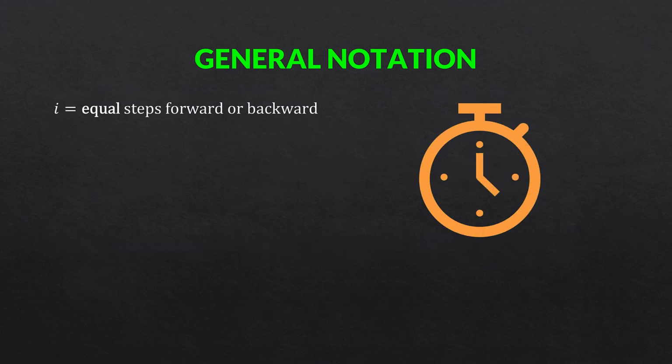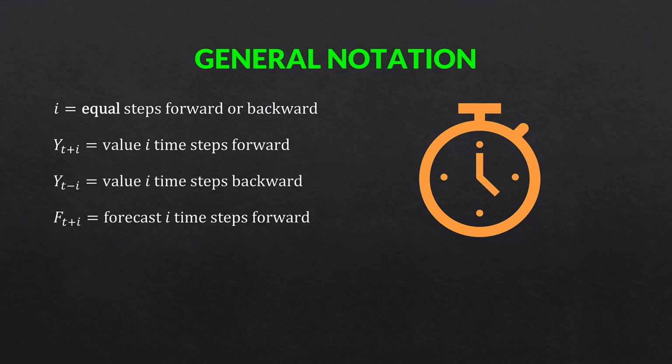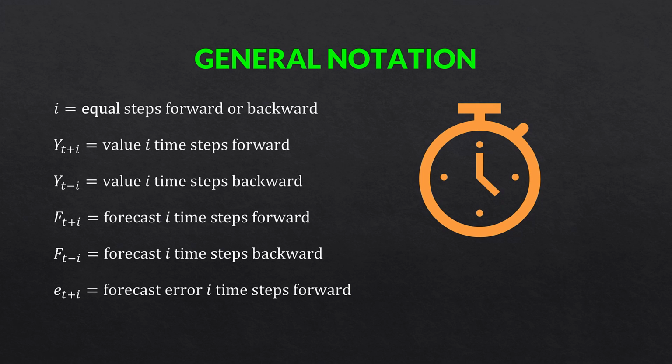So a few more things. The letter I just means equal steps forward or backward. If you see something like this, which is a generalized formula, Y sub T plus I is just a stand-in for the number of steps you go forward if it's a plus. Of course, if it's in reverse or backwards in time, that would be minus I. So it could be T minus I. F sub T plus I is the forecast I steps forward. F sub T minus I is the forecast I time steps backward. You kind of get how this works. Forecast error is the same backwards.